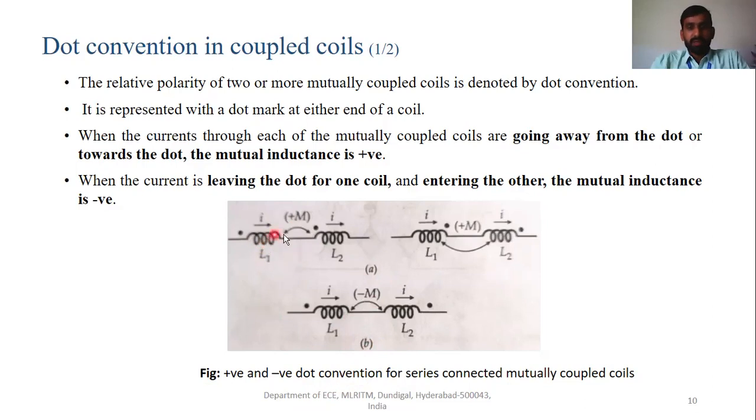So here these two coils are connected in series. Here L1 and L2, that means the inductance L1 and L2: coil 1 has the self inductance L1 and coil 2 has the self inductance L2, connected in series in this way, right? So here a dot is placed for this coil and a dot is placed for this coil, right?